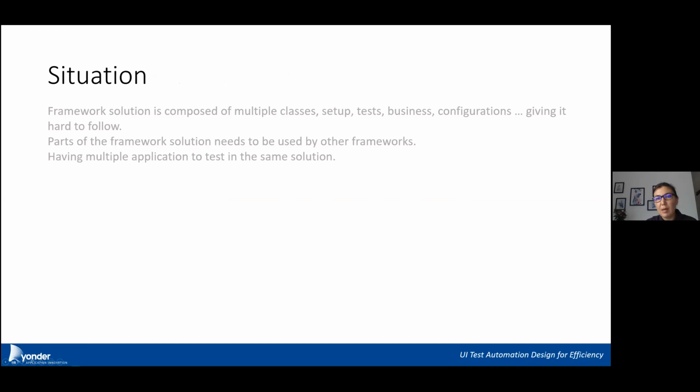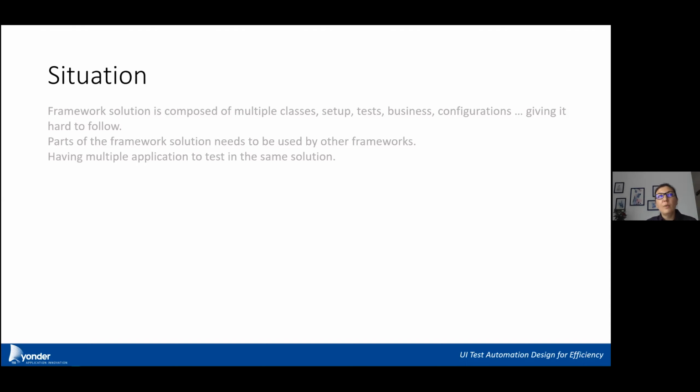So we talked about a lot of patterns so far. If we implement them in a product that has 10 pages, then we have a lot of code right now. And sometimes our framework is composed of these patterns that we discussed, with the setups, with the tests, with the business, with the configurations, and so on, that it is hard to follow. The second part is that we have some framework solutions that we want to use for other frameworks as well, not just for the framework we defined.